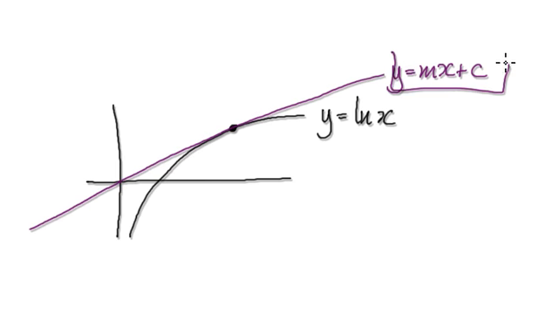So find the equation of this straight line where it just touches the natural log graph just once, and it must go through the origin. So press pause and have a go.